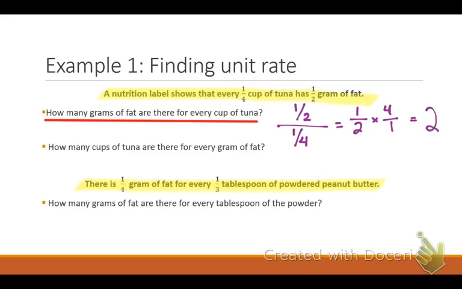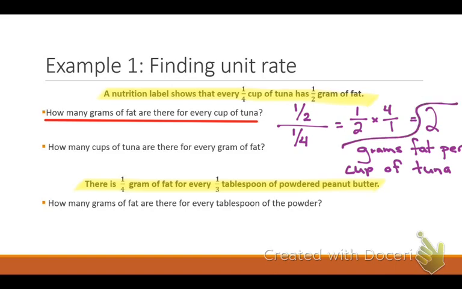2. But now I have to label. The label is so important. What does this mean? This means 2 grams of fat per cup of tuna. You've got to label: 2 grams fat per, you can say PER, cup of tuna. So that's where the unit rate part of it comes into play. And that whole label is important.